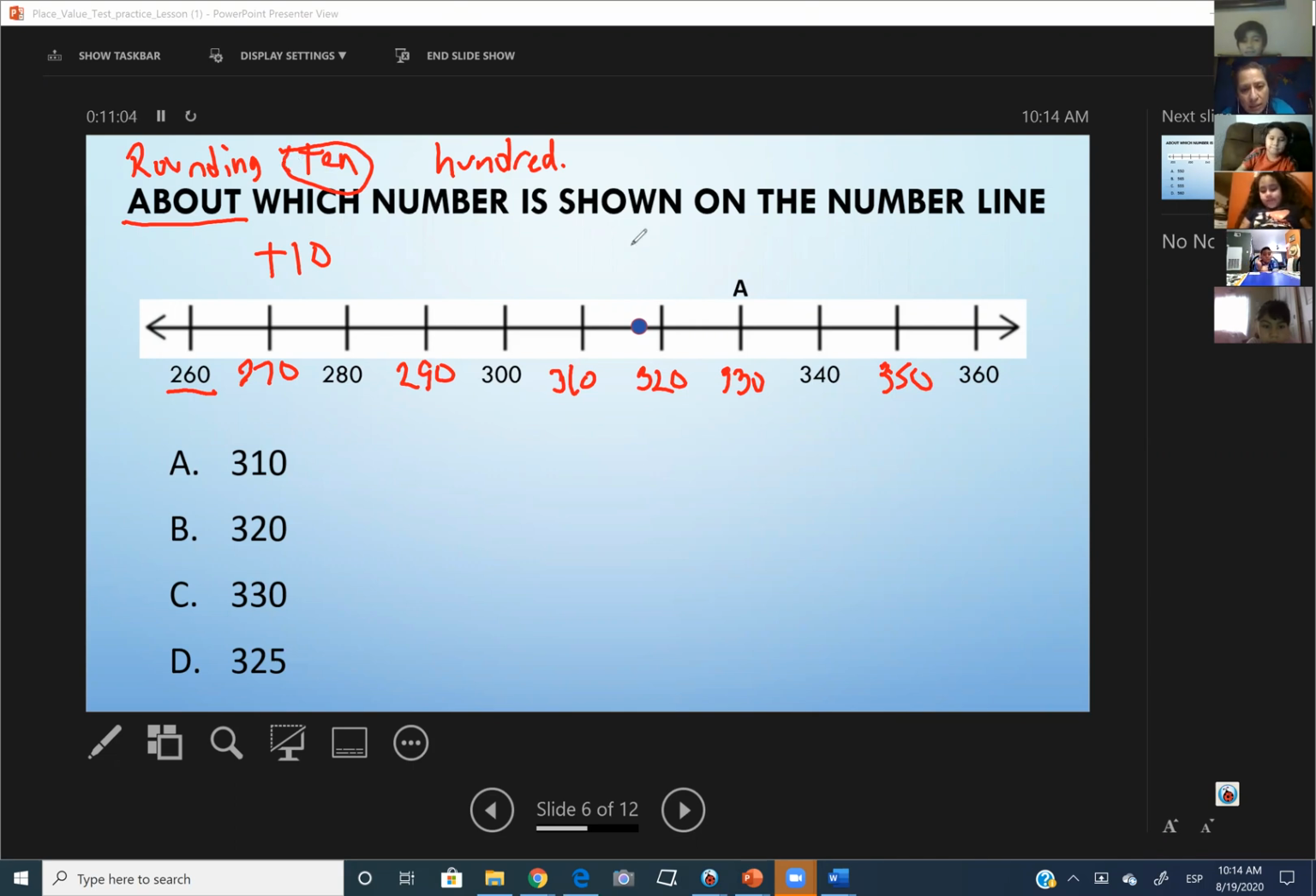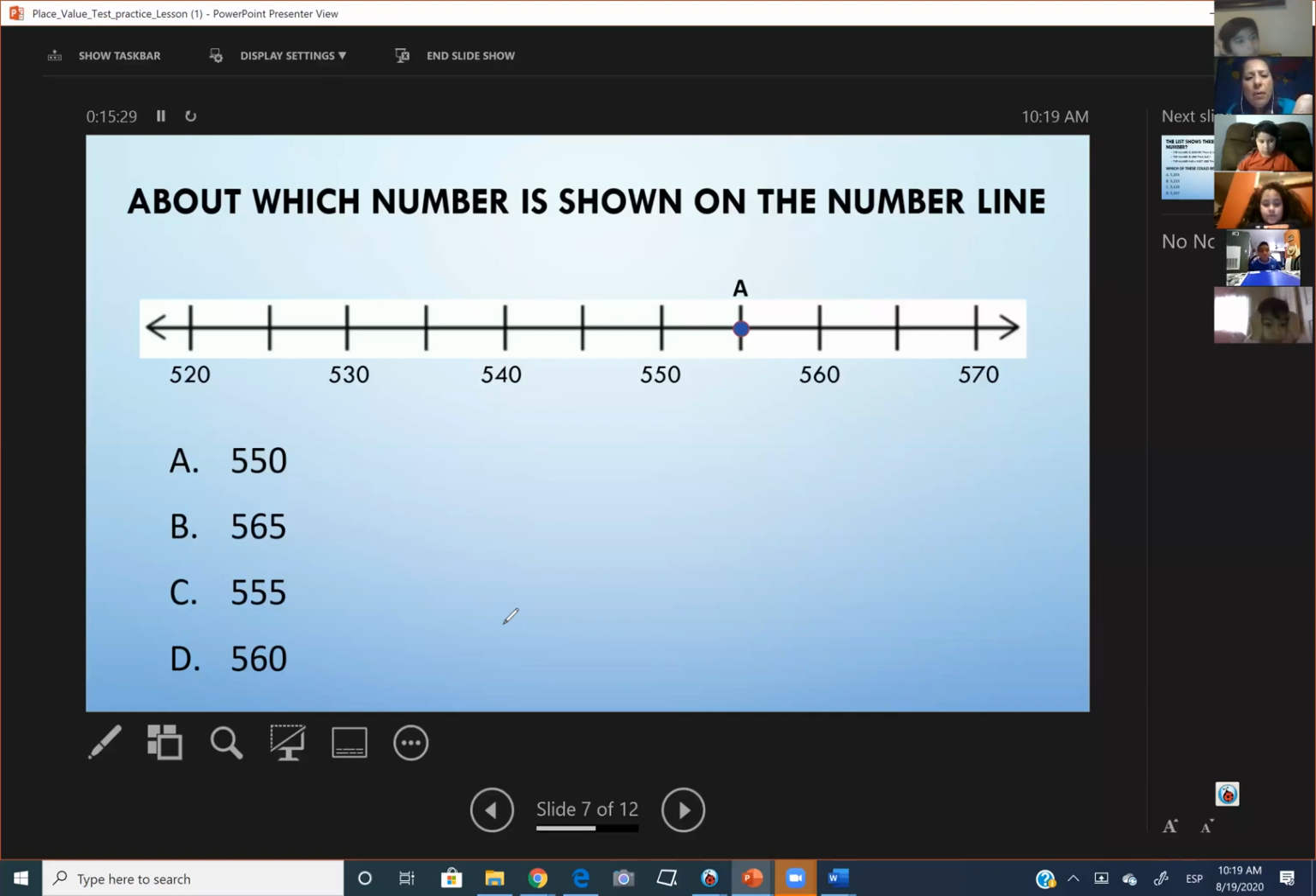Now, if my number is here, I have to find which number is the closest. And between 310 and 320, if you notice, our missing number is closer to 320 and it's farther from 310. So my answer is going to be 320, which is letter B. So when you see this kind of problem, remember to find the missing numbers so you can round to the number you need to find.